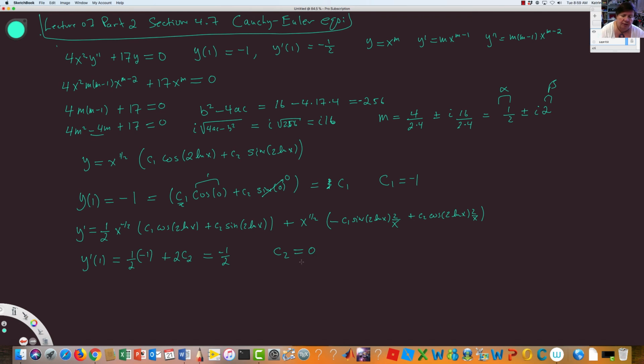Solve it if you like. Now we have our two values, and we can write down the solution. y is x to the 1/2 times C1, which is minus 1, times cosine of 2 ln of x, and C2 is 0, so that's our answer. I can write it nicer: y equals minus x to the 1/2 cosine of 2 ln of x. There we go. Those are our three cases.